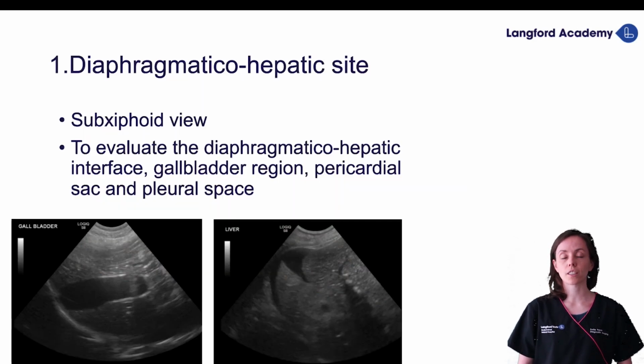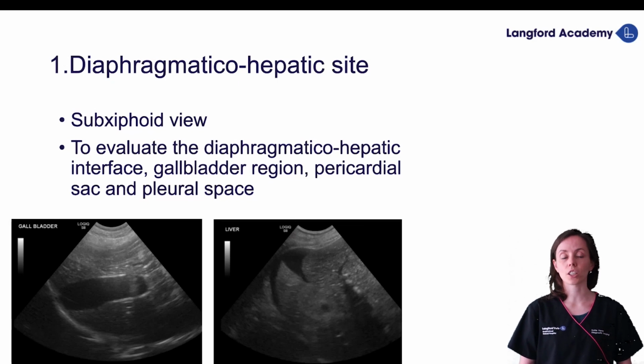First site is the diaphragmatico-hepatic site. You approach this site going under the xiphoid process, and that is to evaluate the diaphragmatico-hepatic interface and the gallbladder region. If you were doing a TFAST, that's also a place where you could evaluate the pericardial sac and pleural space, but we could cover that in future videos.